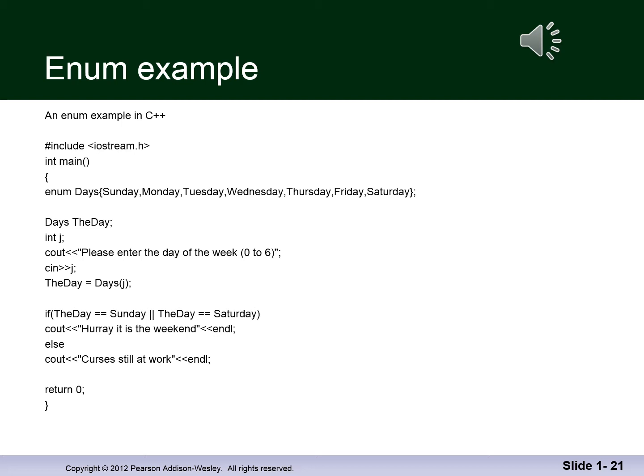We declare an integer j. We ask the user to enter the day of the week 0 through 6. I would have put 0 equals Sunday, 6 equals Saturday in that cout statement to make it clear. And then we use the day equals days j. J being 0 would mean Sunday, j being 1, Monday, 2, Tuesday, etc. And then there's a quick if statement evaluating the day if it's Sunday, and you can use the actual names in the enum declaration. If the day is equivalent to Sunday or the day is equivalent to Saturday, do the following.